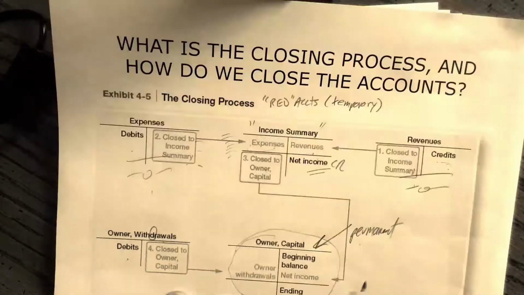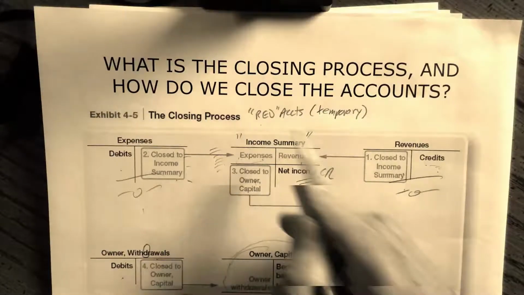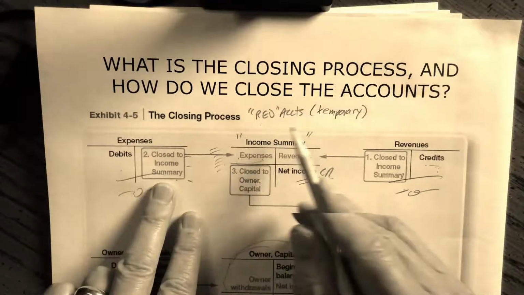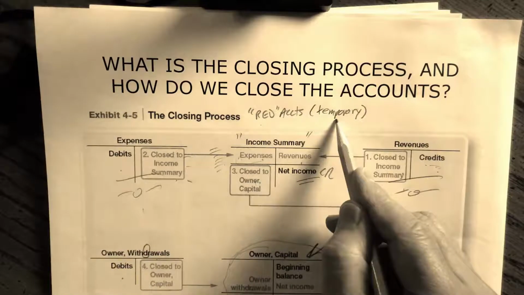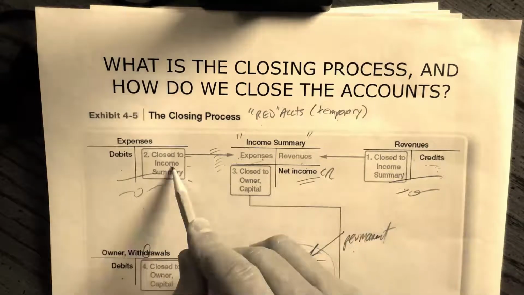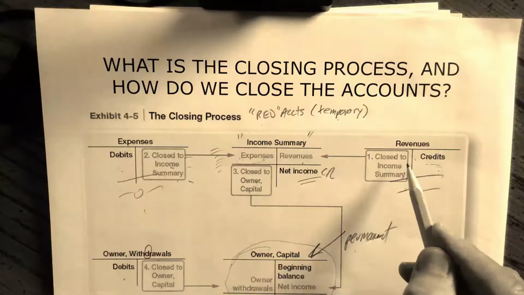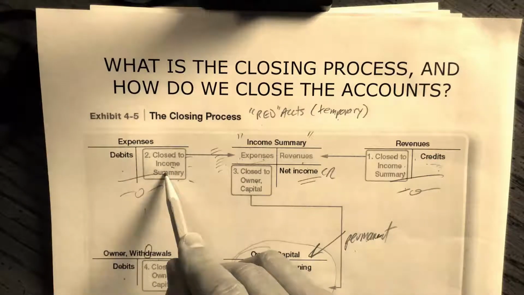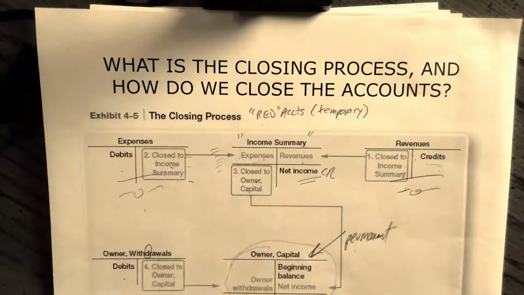Again, so we're just closing out the red accounts, revenue, expense, and drawing account. They're temporary. They only measure activity for the current fiscal year. These three accounts are all set. Maybe only one or two revenue accounts, many expense accounts, one drawing account. They're all set to zero to measure activity for the next fiscal year.